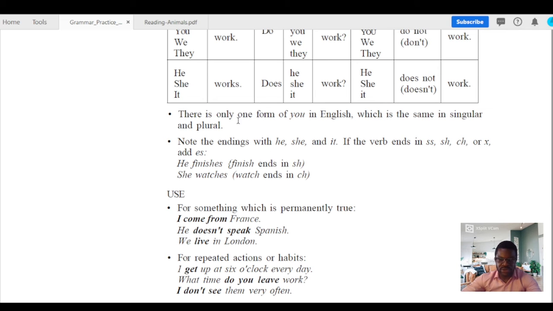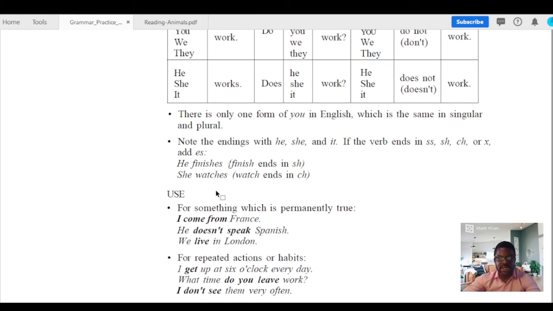Okay, let's go over to this one. There is only one form of you in English, which is the same in singular and plural. I've explained this to you before. I could use you when I say I'm talking to you, Alice. I also say I'm talking to you, Popo, meaning the whole class. So we use the same you for singular and plural. It depends on who is listening to you, or who is part of the dialogue. Then the person will be able to understand which you you are referring to.